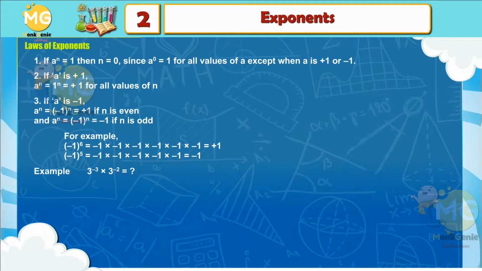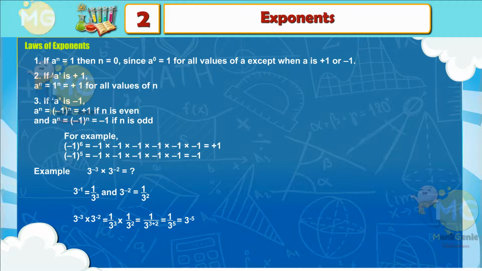Example, 3^-3 multiplied by 3^-2. 3^-3 is equal to 1 upon 3^3, and 3^-2 is equal to 1 upon 3^2. So 3^-3 multiplied by 3^-2 is equal to 1 upon 3^3 multiplied by 1 upon 3^2, equal to 1 upon 3^(3+2), equal to 1 upon 3^5, equal to 3^-5.